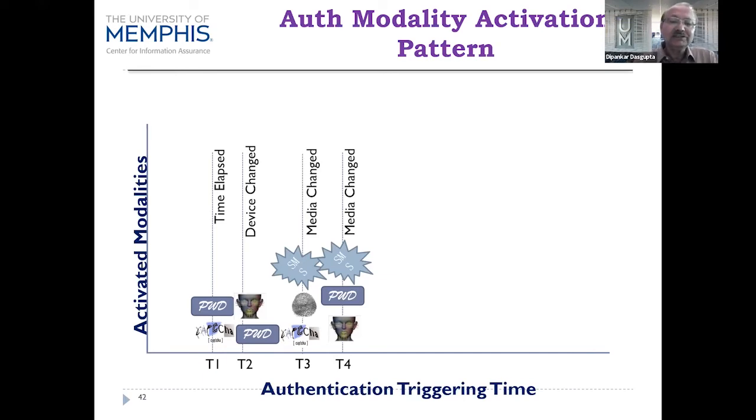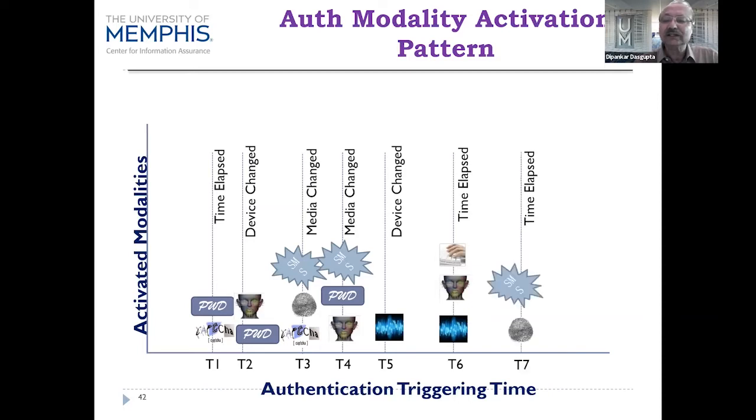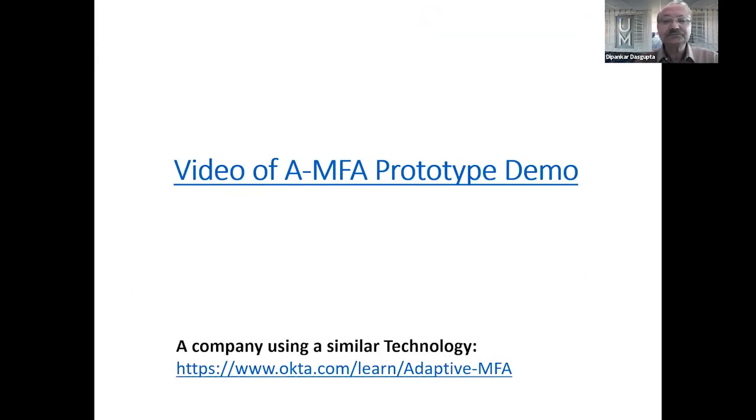But these checks are happening during, this one is a media change, wire to wireless. This is a device change. And again, a media change. So as time passes, on different triggering times, the user will be authenticated. This is discrete continuous authentication with different triggering events.